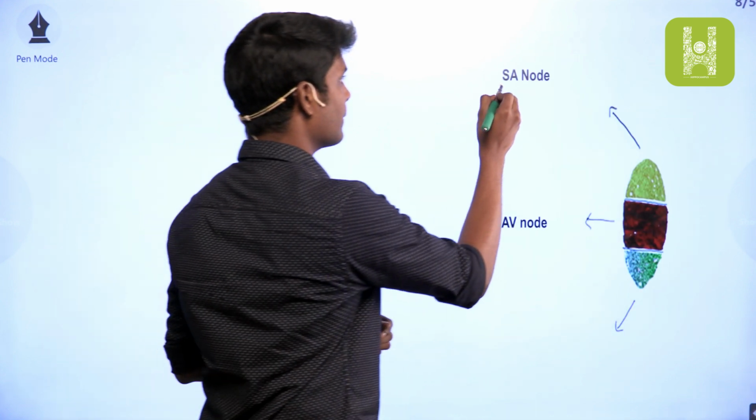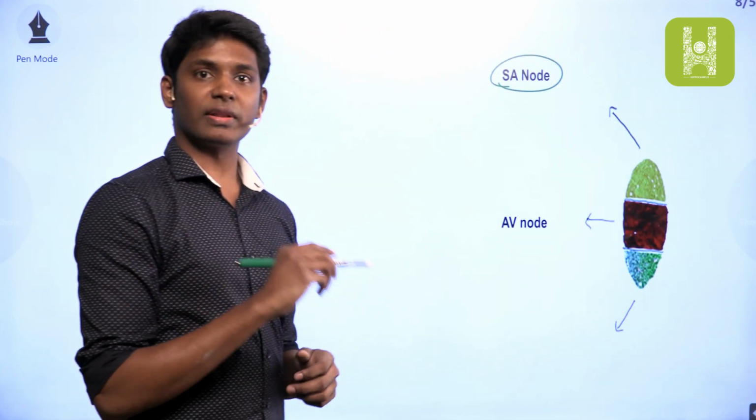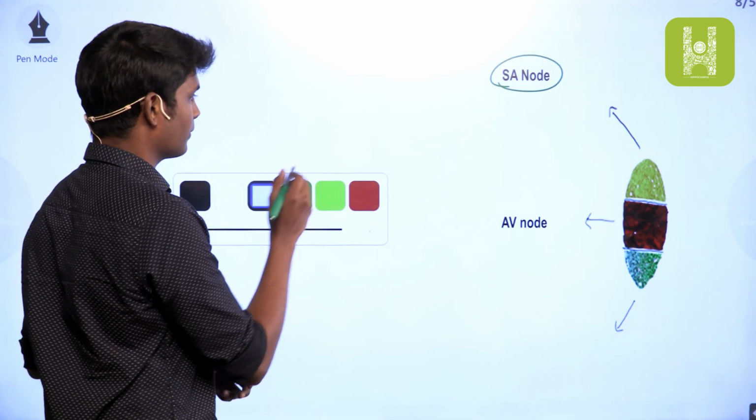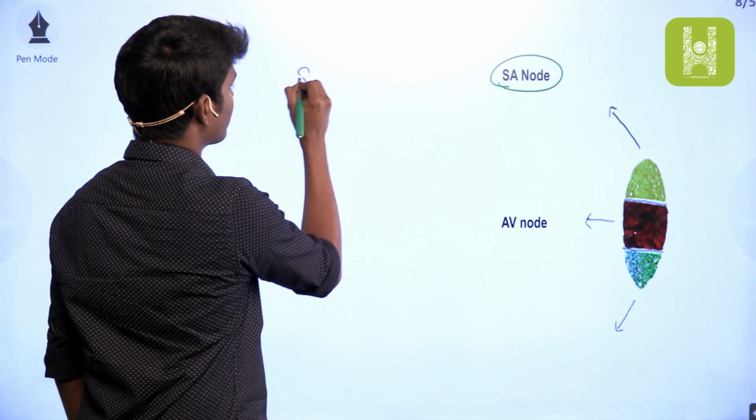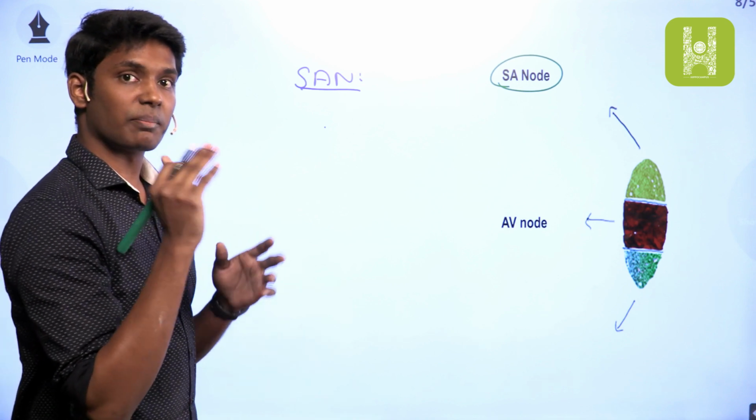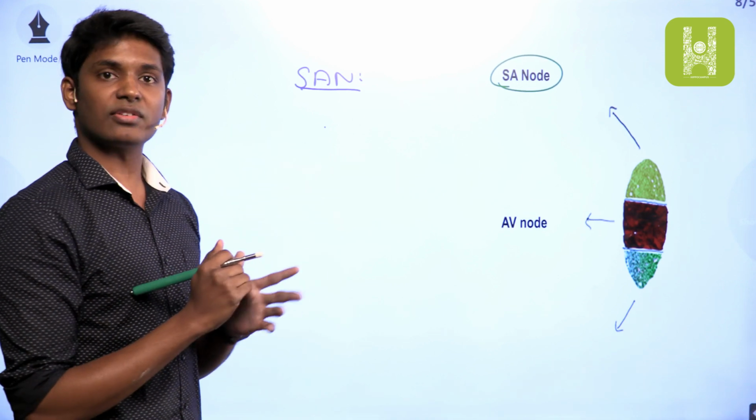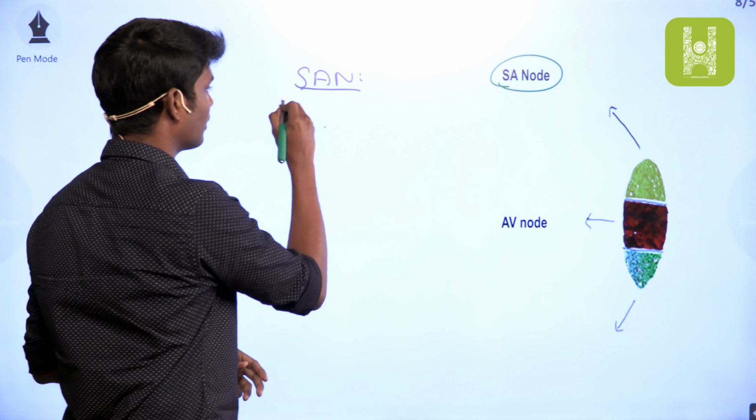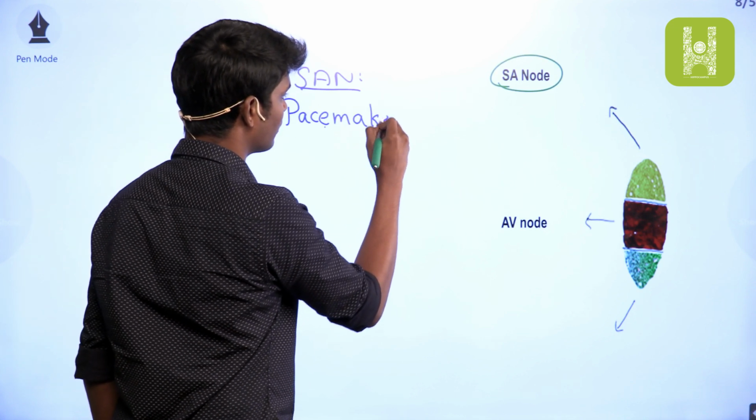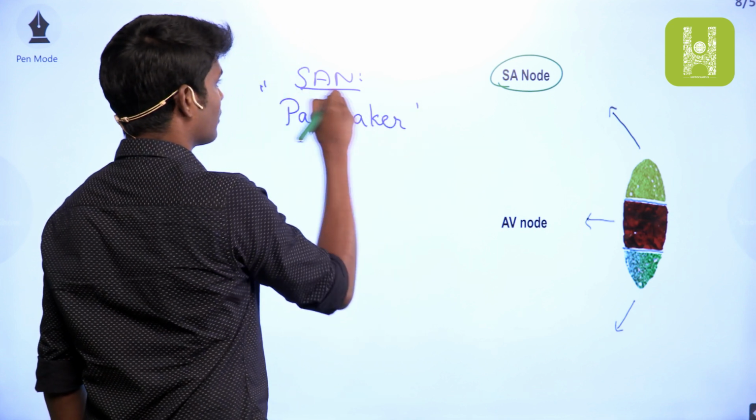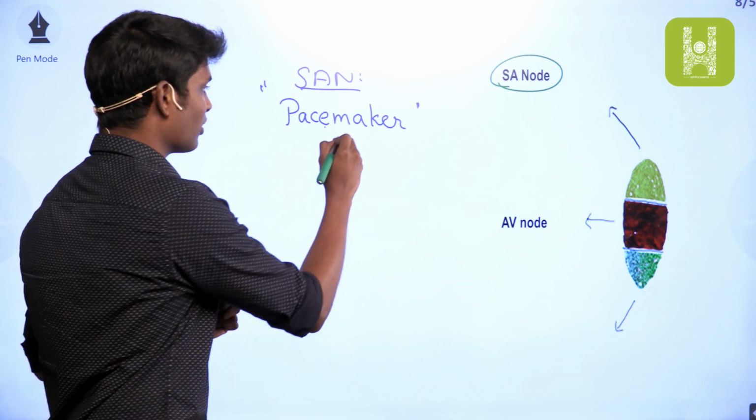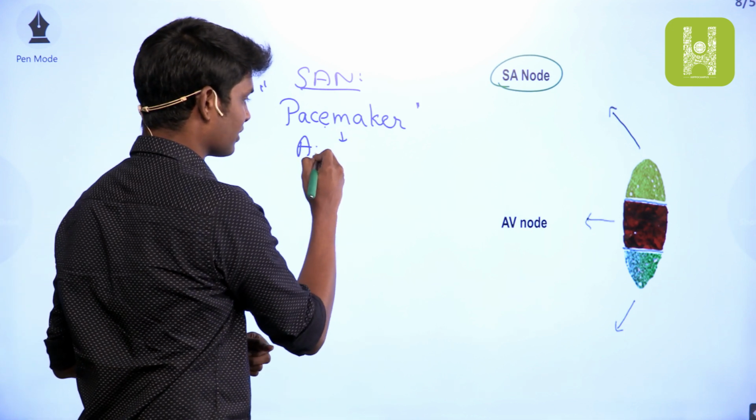So first one is the SA node, or the sinoatrial node. We actually know the particular term where the sinoatrial node is called the pacemaker of the heart. So why is it called the pacemaker? Actually, it is because of the automaticity it possesses.